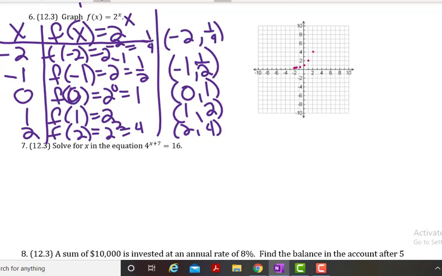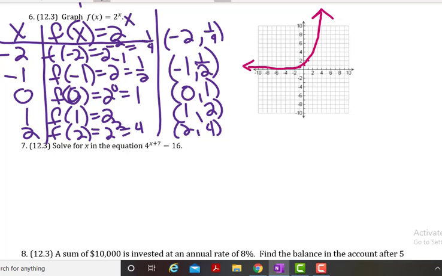Now to graph these, we're just going to extend everything to the left, stays above the x-axis, and it grows exponentially. It goes very steep. If you put 3 in, f of 3 would be 8, f of 4 is 16, and that would be the graph of the exponential function f of x is equal to 2 to the x.